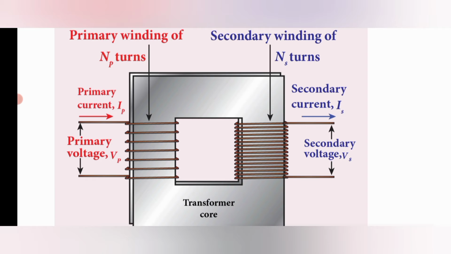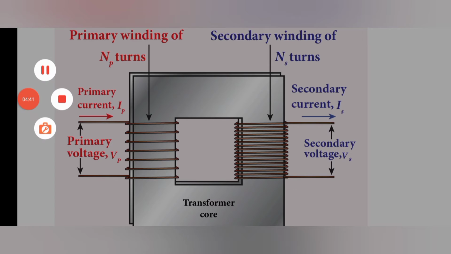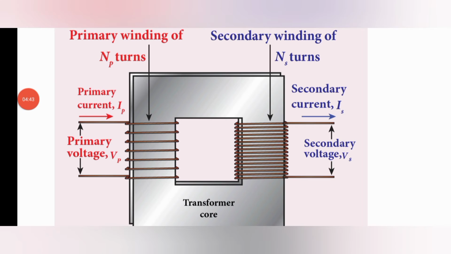Next we see the working and the windings of the primary and secondary coils on the transformer core. The transformer core is rectangular in shape, and space is left at the center to reduce eddy current. The core is made of a good magnetic material, mostly silicon steel.